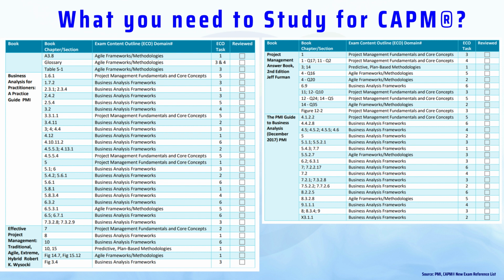Okay, and then the reference list just continues right on the next page. And the CAPM exam moving forward also has Agile methodologies for 20%, which makes up 5 tasks. And then you also have your business analysis frameworks for 27%, which is 6 tasks. So that's in totality all of the items that will be covered as part of the CAPM exam preparation.